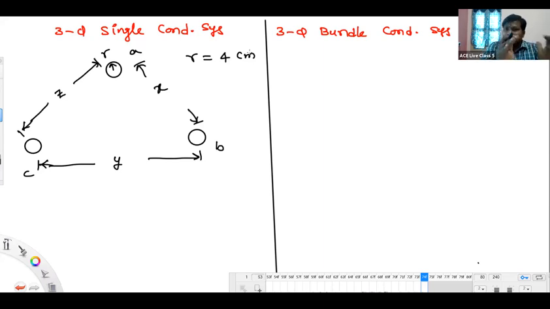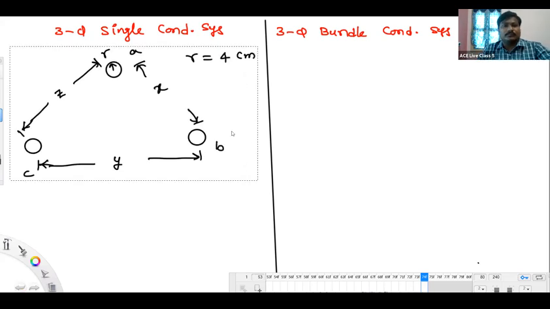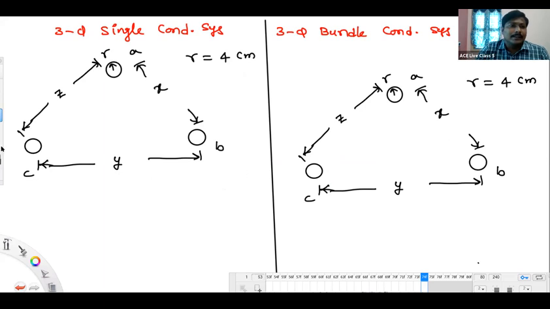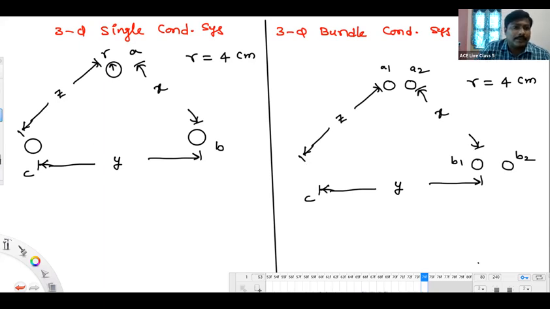Now, observe here, same system as it is, I am replacing in the bundle with a small change. Same system we are repeating now. But in place of phase A, I will be keeping two subconductors, namely A1, A2. In place of phase B, I am keeping two subconductors, namely B1, B2. In place of C, I will be keeping two conductors, namely C1, C2. A1, A2, B1, B2, C1, C2. Next, radius of each subconductor is R1.